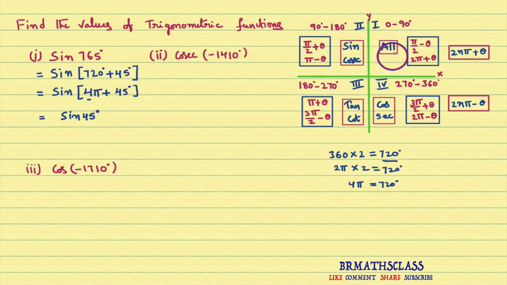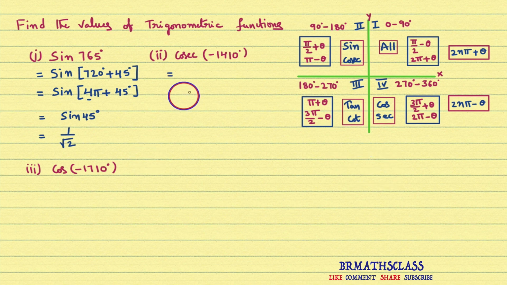That means this angle lies in the first quadrant. In the first quadrant, all trigonometric functions are positive. So here sine is also positive. So sine of 4 pi plus 45 degrees is plus sine 45 degrees only. I hope you are understanding. What is the value of sine 45 degrees from the trigonometry table? From the trigonometry table we know that sine 45 degrees value is 1 by root 2.